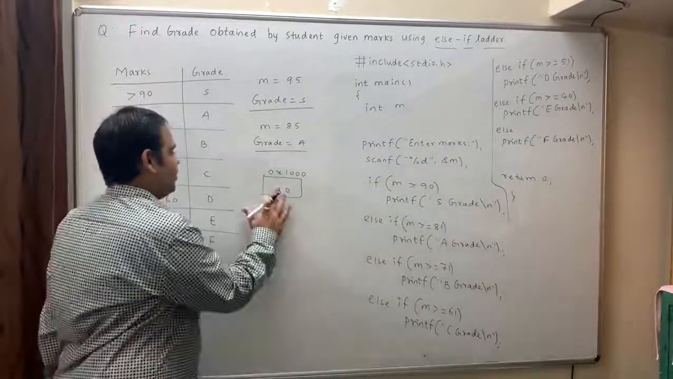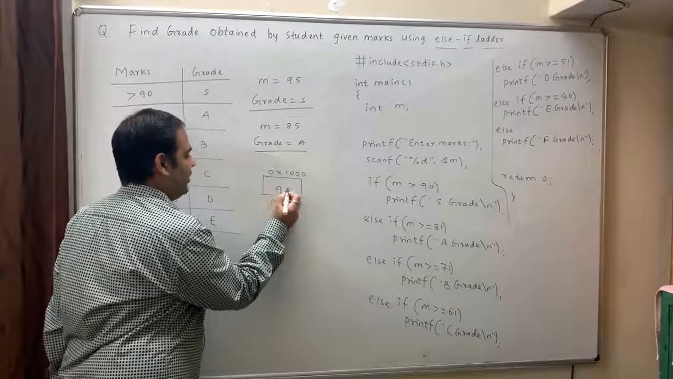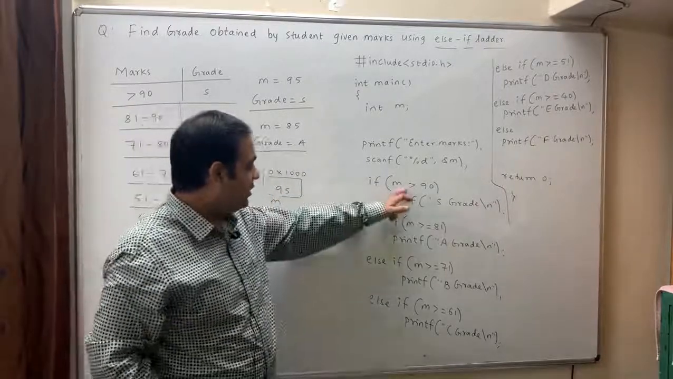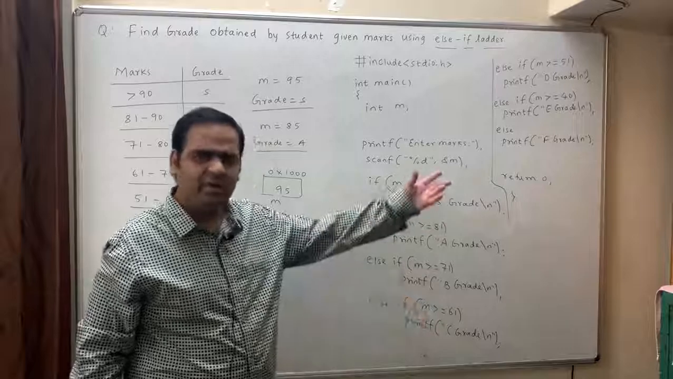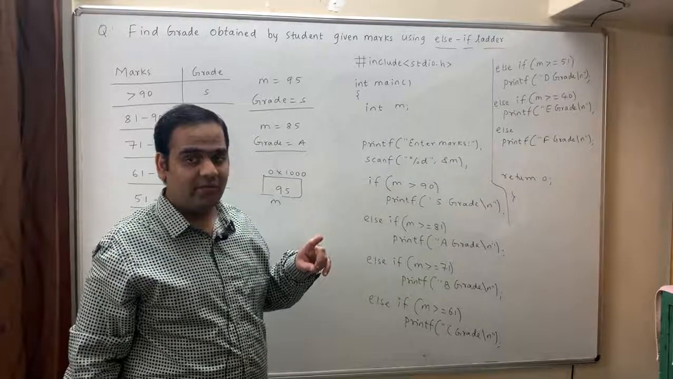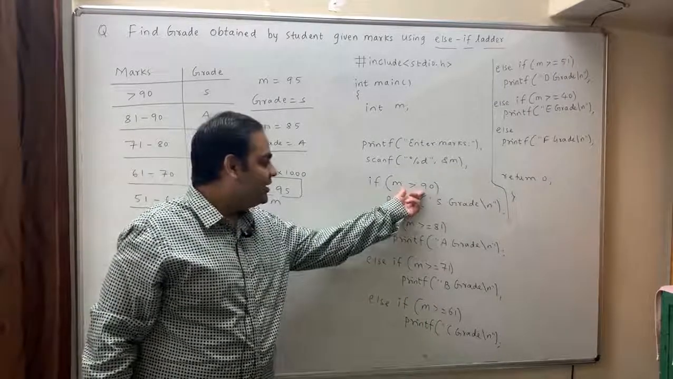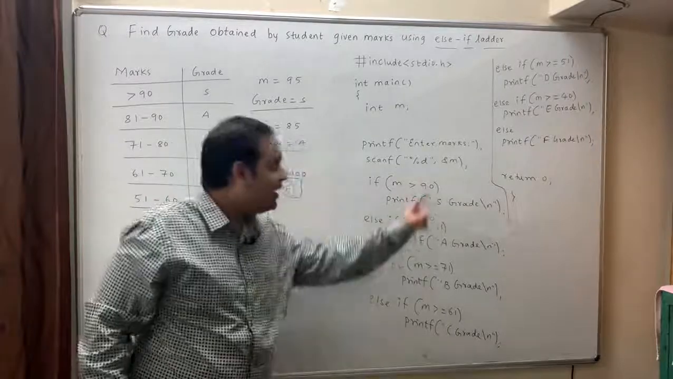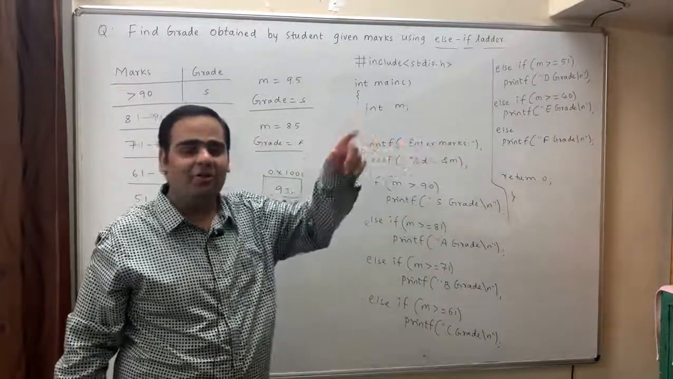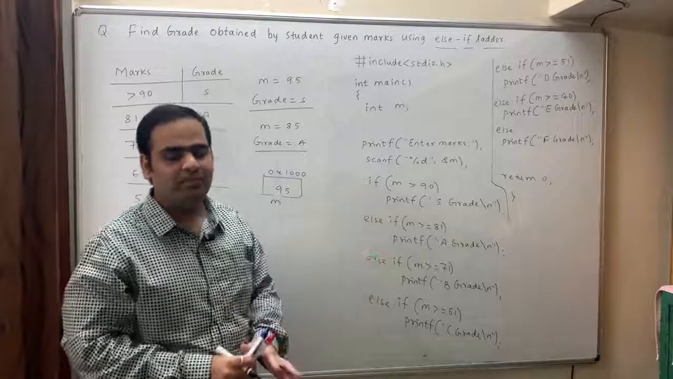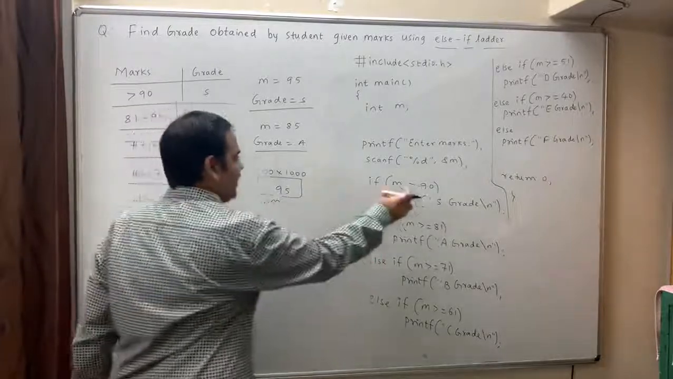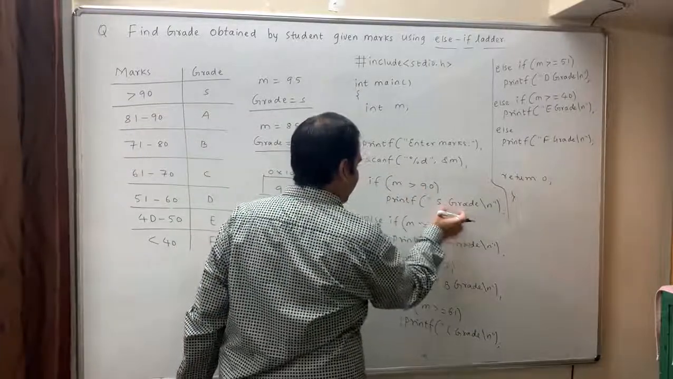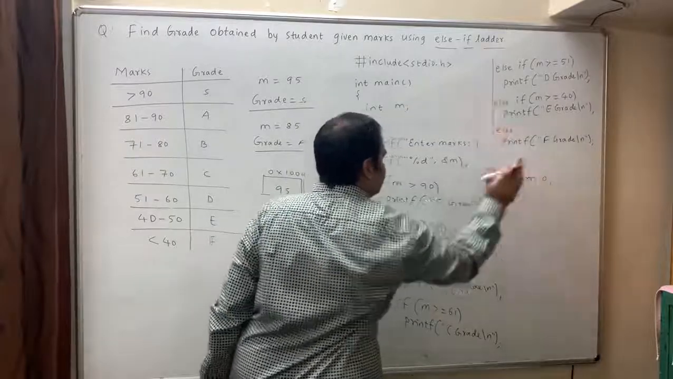Now you might ask, sir, what if the marks is 95? Now see here, 95 is greater than 90, greater than 81, everything it is greater. But how does the else if ladder work? Once a condition is true, even though the next conditions are also true, it is not going to evaluate them. This is how the else if ladder works. That means 95 greater than 90, it will print A grade, it won't evaluate the other conditions and it stops the procedure.